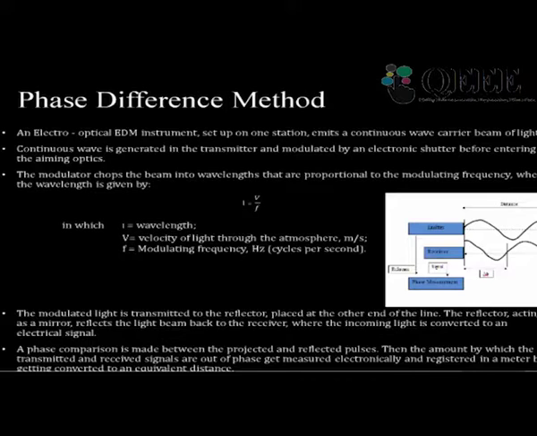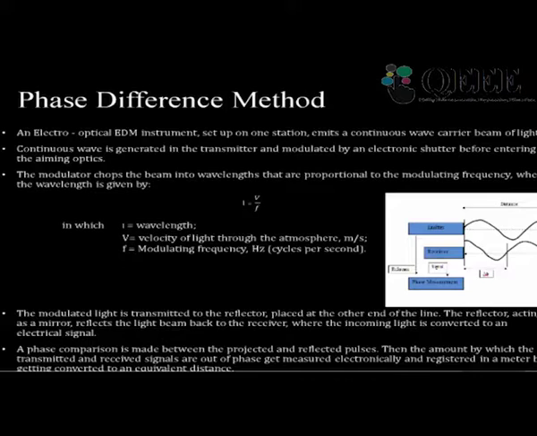There will be a modulator. The modulator chops the beam. It will be dividing the beam into wavelengths that are proportional to the modulating frequencies. Each instrument has its own frequencies. So based upon the modulating frequencies, the continuous wave beam will be chopped into wavelengths, where you know the formula between the wavelength, the velocity and the frequency. So lambda is equal to V by F. Wavelength is inversely proportional to the frequency.